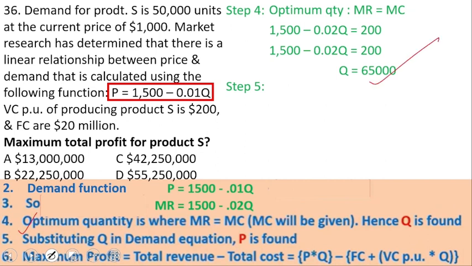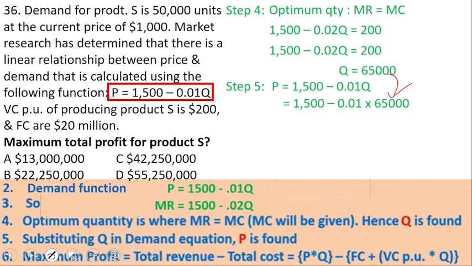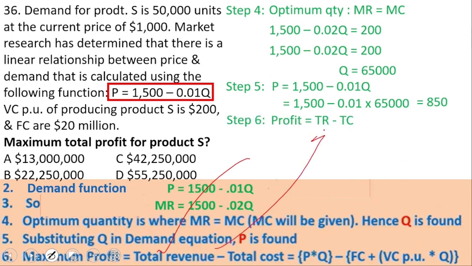Now going to step 5, we have to find out P by substituting Q in the demand equation. So what was the demand equation? Demand equation is P is equal to 1500 minus 0.01 Q. And what was Q? It was 65,000. So what is P? P is equal to 1500 minus 0.01 into Q, which is 65,000, which is equal to $850.